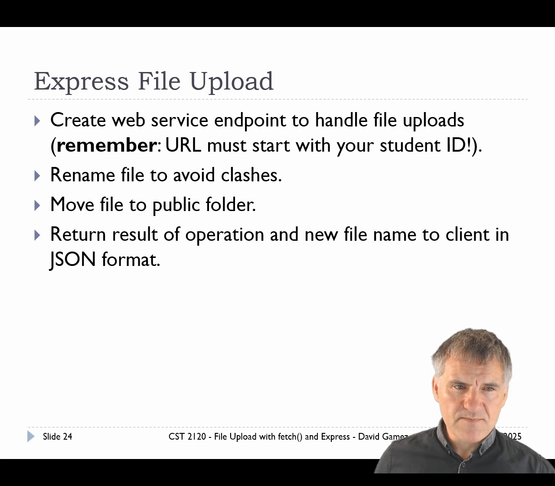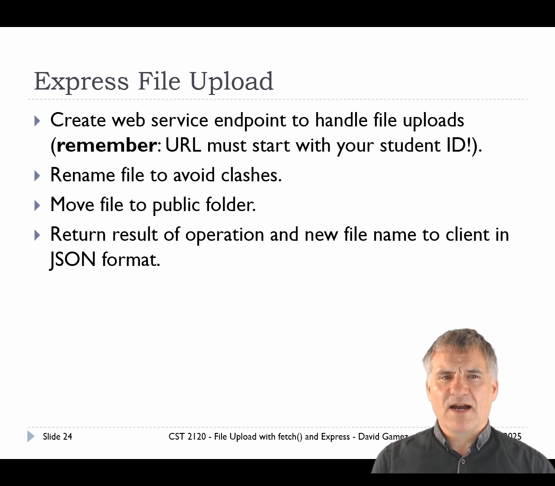So to build our endpoint, we start by creating the endpoint, in this case a post endpoint to the appropriate URL. URL must start with your student ID, don't forget that. Then, the crucial point is we need to rename the file that's been uploaded to avoid name clashes. In the approach I'm doing here, I'm taking all the uploaded files and putting them in a single folder. But the problem that creates is if one user uploads cat.jpeg, and another user uploads cat.jpeg, one of those cat JPEGs is going to overwrite the other, and one of the users is going to be pretty unhappy that their cat picture is missing.